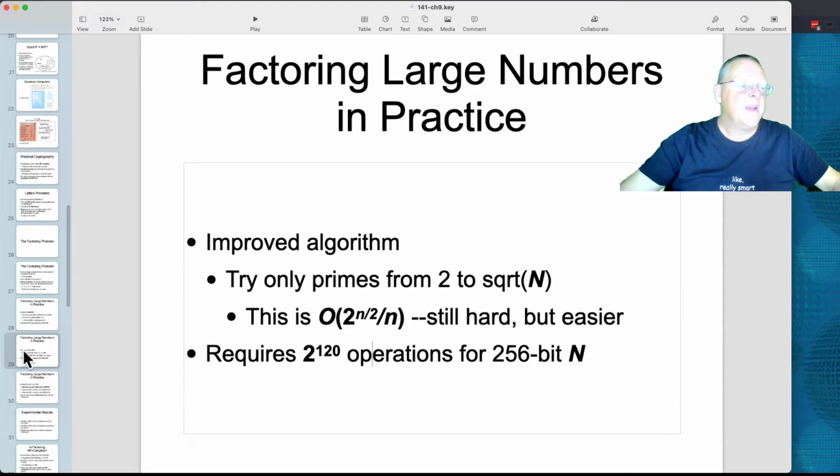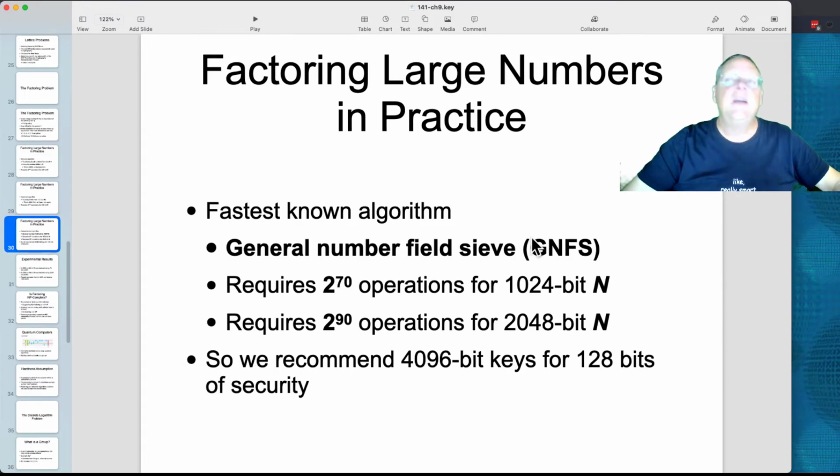faster. All right. And here, the general number field sieve is the best solution, which is fairly complicated, although I think you will program one if you do the crypto hack stuff. And this gets you down to 2 to the 70 operations for a 1024-bit key and 2 to the 90 for a 2048-bit key, which is why they now recommend 4096-bit keys to get 128 bits of security. So this algorithm is really a lot better, but all of those are very hard problems.